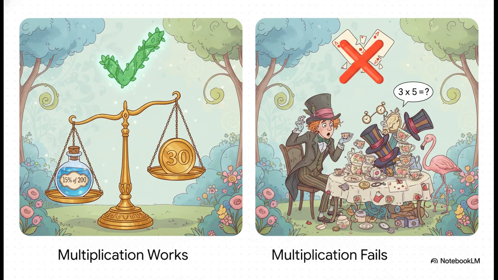Okay, check this out. On the left, 15% of 200. The old rule works like a charm. But now, look at the right. 3 out of 5 students. That sentence also uses the word "of." But if we just blindly follow our rule and multiply 3 times 5, we get 15. What on earth is 15 supposed to mean here? It's complete gibberish. The rule has officially failed us.